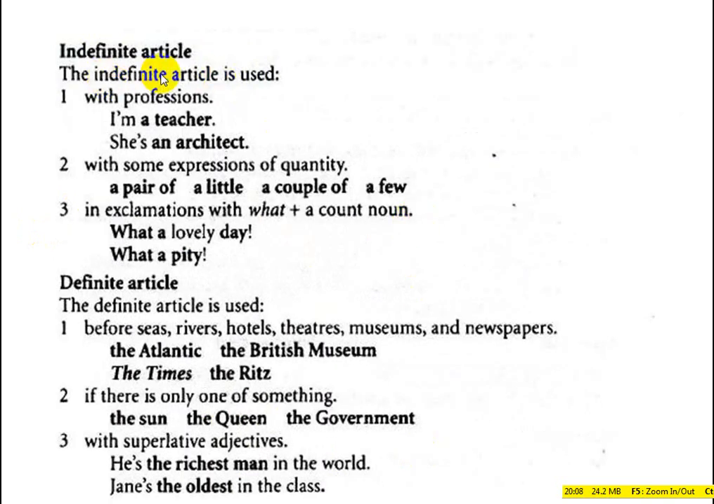Indefinite article, which is a or an. The indefinite article is used with professions. I'm a teacher, she's an architect. We also use the indefinite article with some expressions of quantity, such as a pair of, a little, a couple of, a few. These are all expressions of quantity.